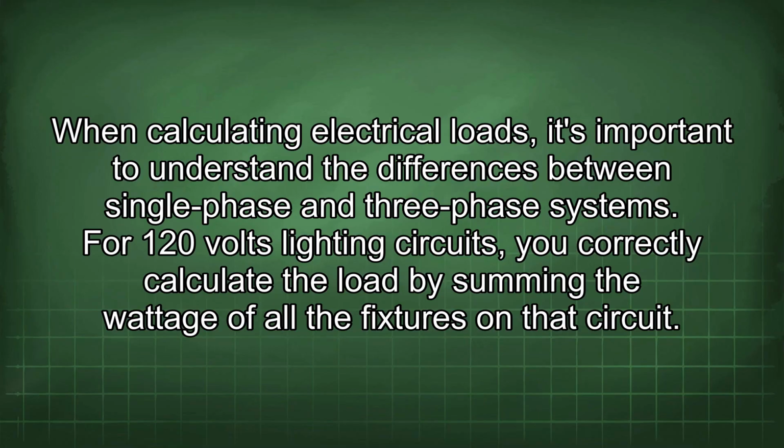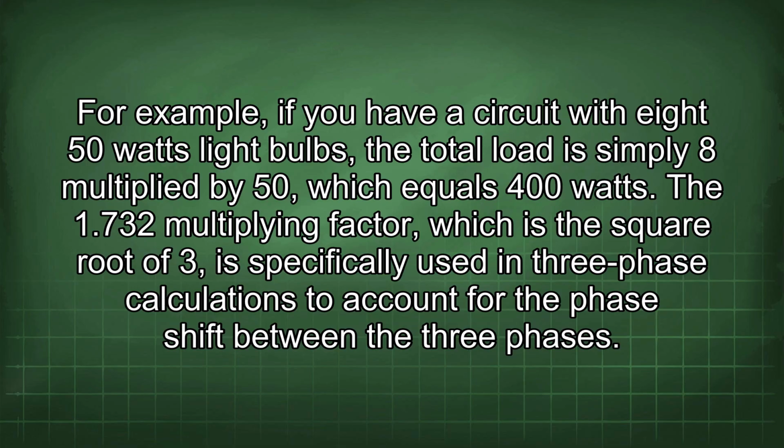When calculating electrical loads, it's important to understand the differences between single-phase and three-phase systems. For 120 volts lighting circuits, you correctly calculate the load by summing the wattage of all the fixtures on that circuit. For example, if you have a circuit with 8 50 watts light bulbs, the total load is simply 8 multiplied by 50, which equals 400 watts.